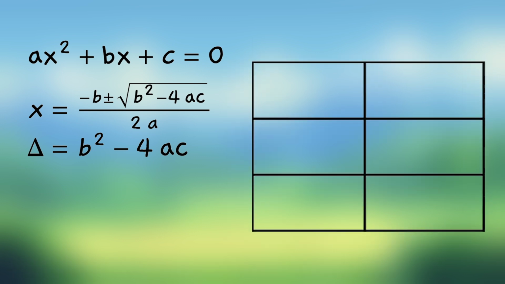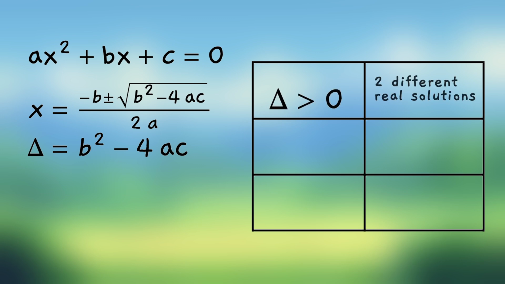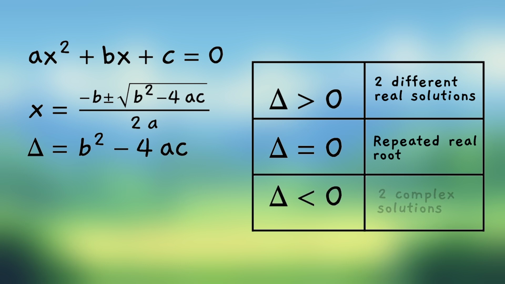And so let's quickly make a table of what we found. When the discriminant was positive, we got two different real solutions. That's shorthand for saying two different real number solutions. Real numbers include integers, fractions, and decimals. Now when the discriminant is 0, that means we get a repeated real root. And when the discriminant is negative, we get two complex solutions.